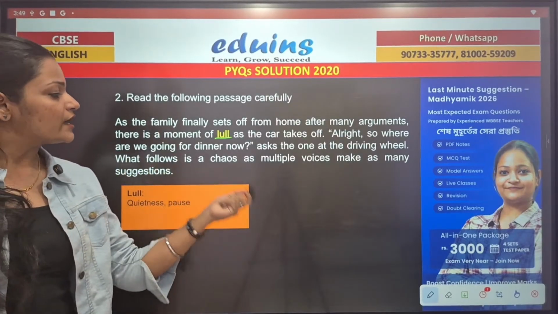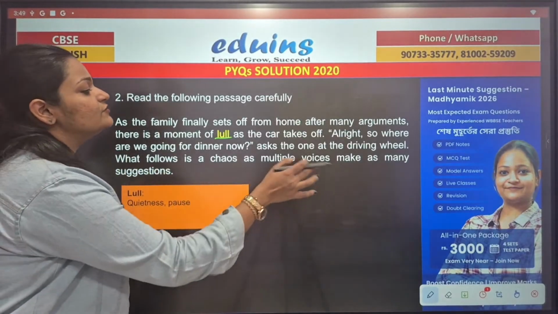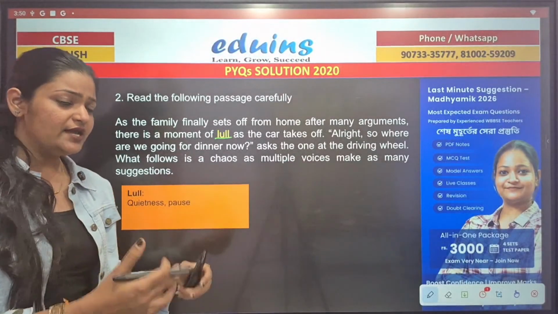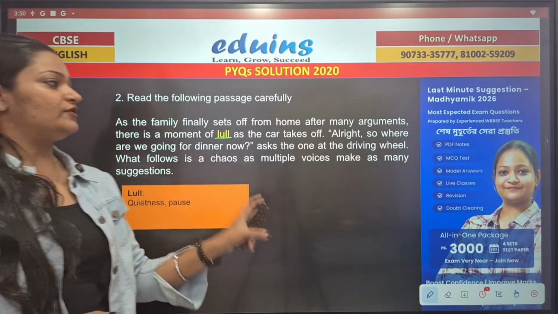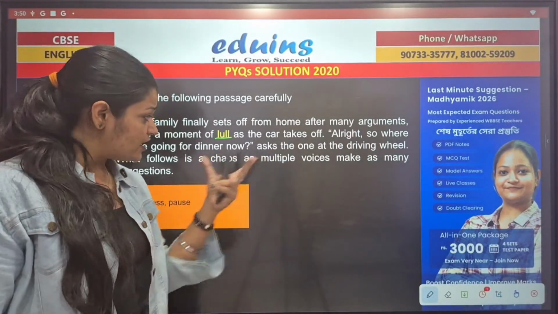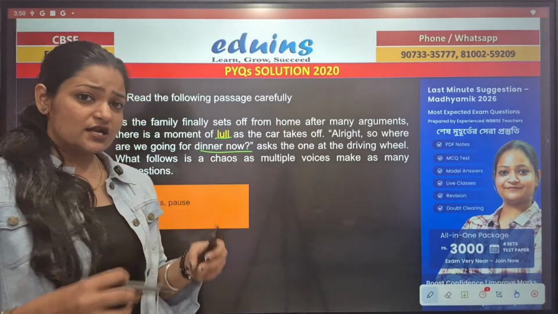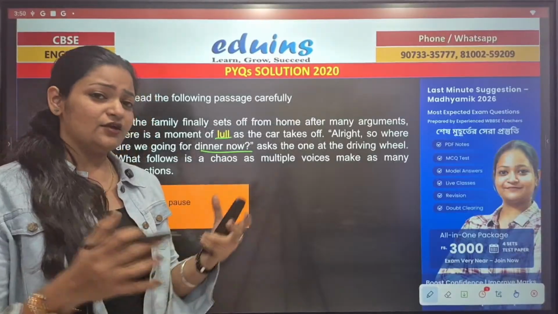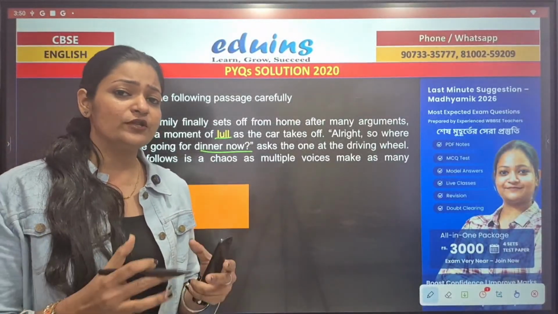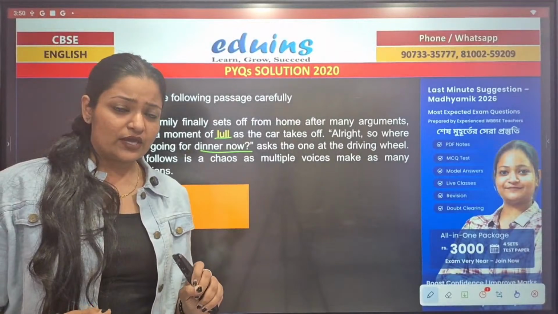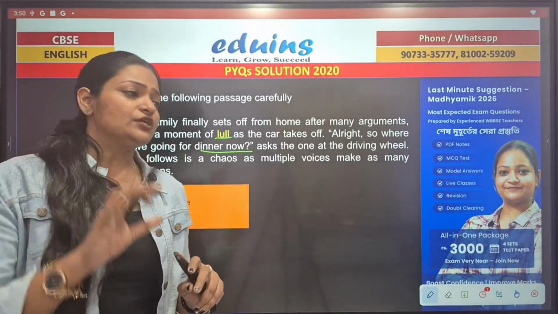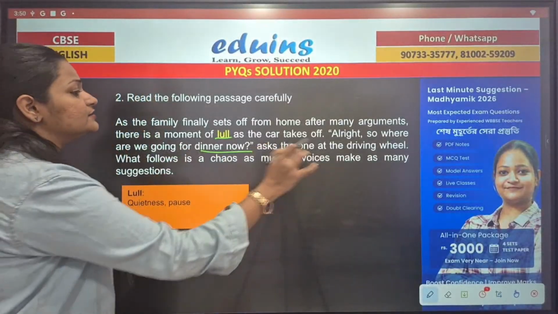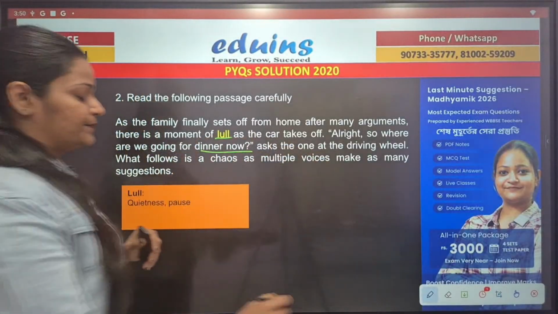What follows is a chaos, as multiple voices make as many suggestions. So there is a chaos and argument already, and after that there is the moment of lull, and after that again, where are we going for dinner now? Multiple voices means there are so many opinions. Someone is saying, let's go here, let's have dinner, let's do this. So there are so many voices, chaos, and many suggestions, right?